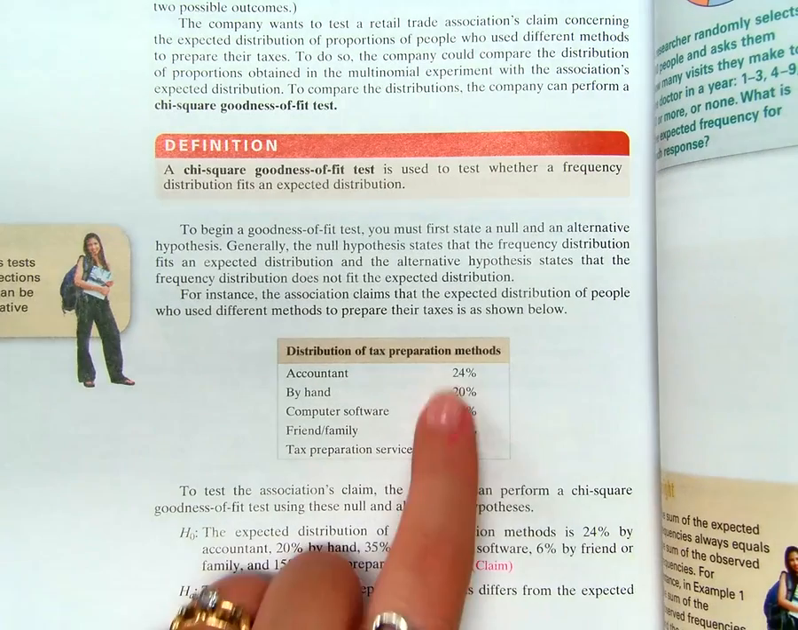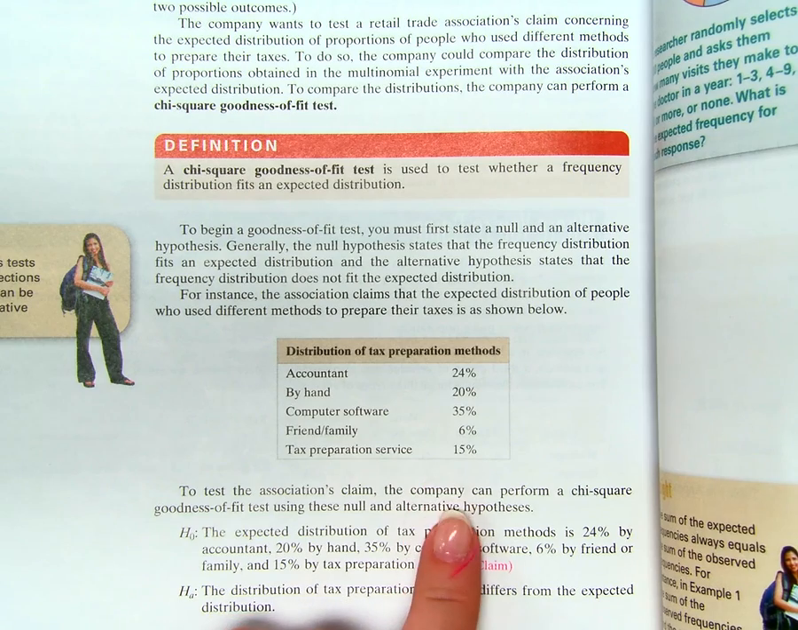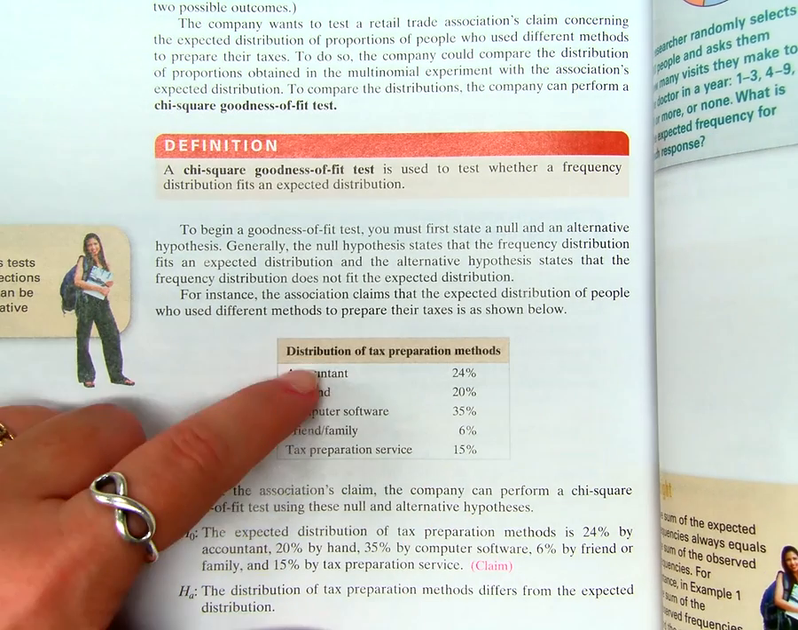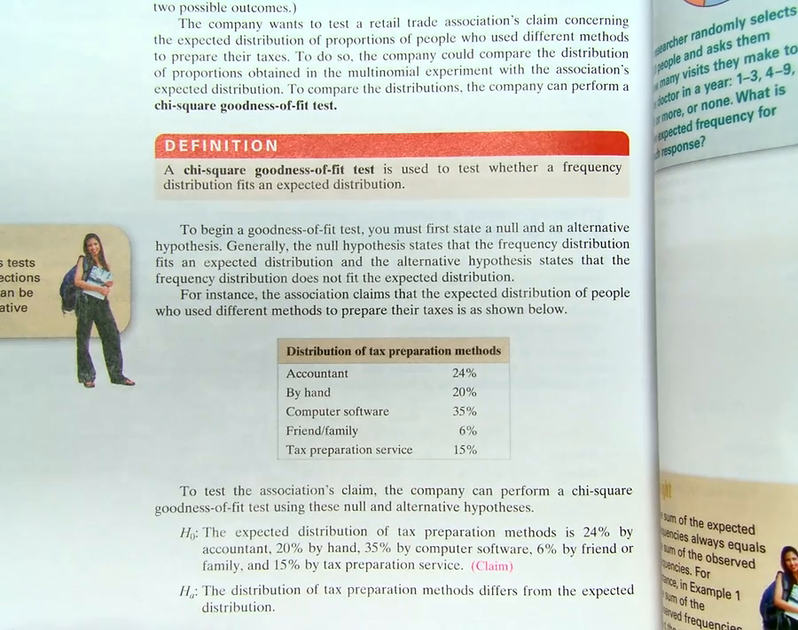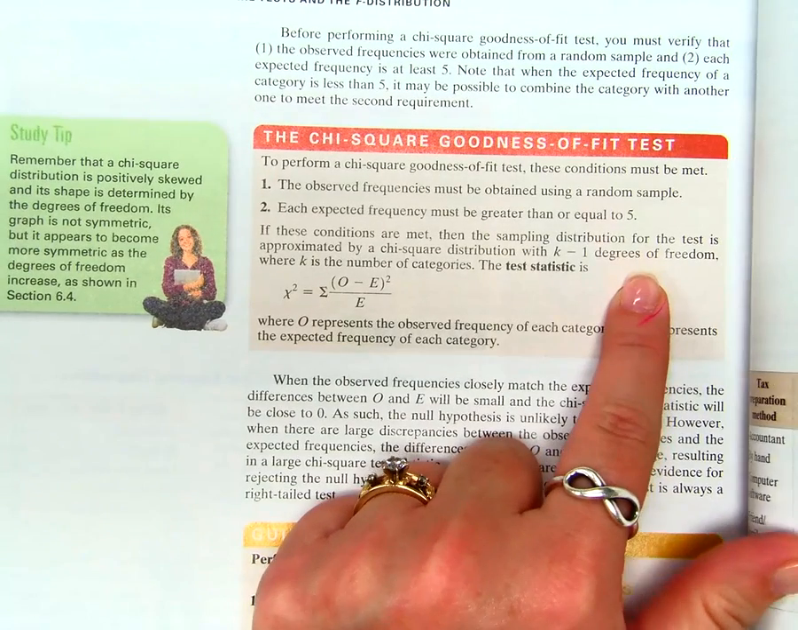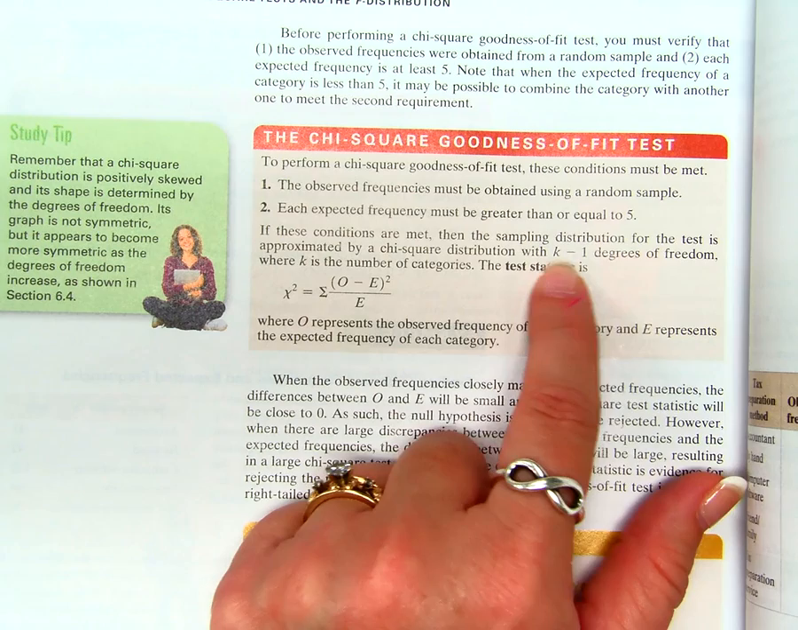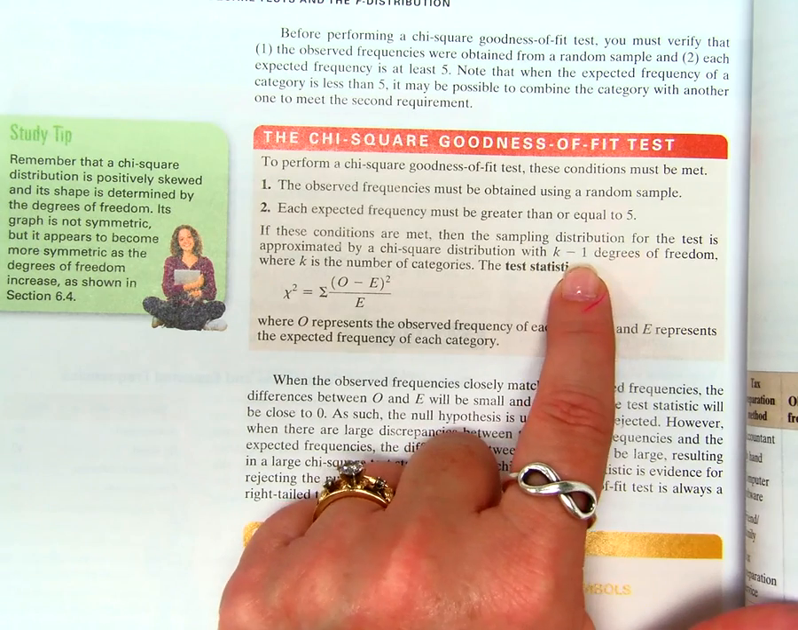So in this particular test that we've been talking about this whole time about the tax preparation company, how many categories are there? 5 categories. 1, 2, 3, 4, 5. So our degrees of freedom in this particular problem would be 4, because it's the number of categories minus 1. You okay with that?